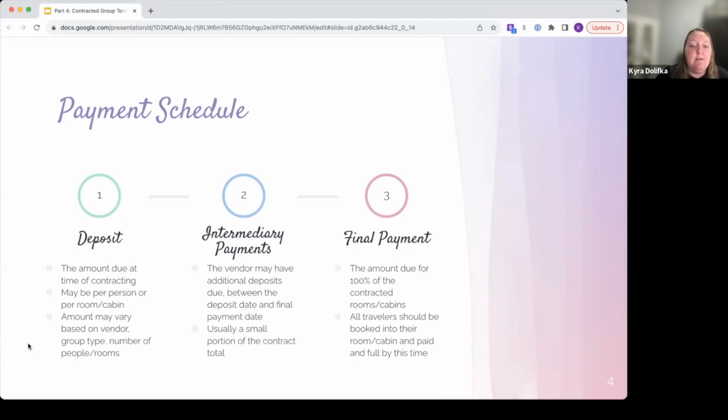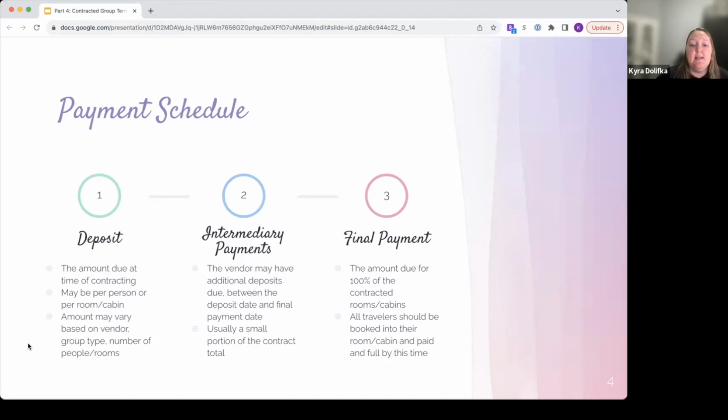Now, your middle payments, your intermediary payments, there could be a second deposit, a third deposit. There might even be a fourth deposit. These are additional deposits that are due between the deposit date at time of contracting and the final payment date. It's usually a small portion of the contract total. So it might be pay 10% of the contracted amount on this date, or pay 30% of the contracted amount by this date. It builds up towards the final payment.